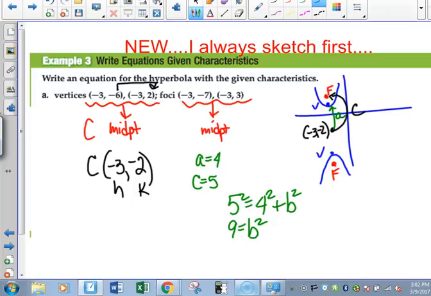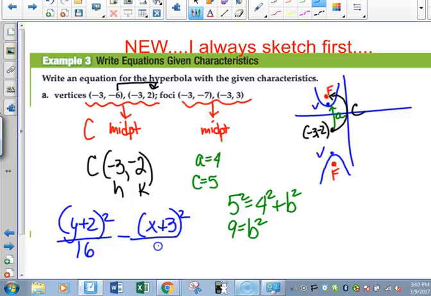Anybody ready to write the equation yet? What do you think, Katie? Almost. There you go. Yep. Took me a minute. Okay. Anybody have questions for her? Where she got any of that?